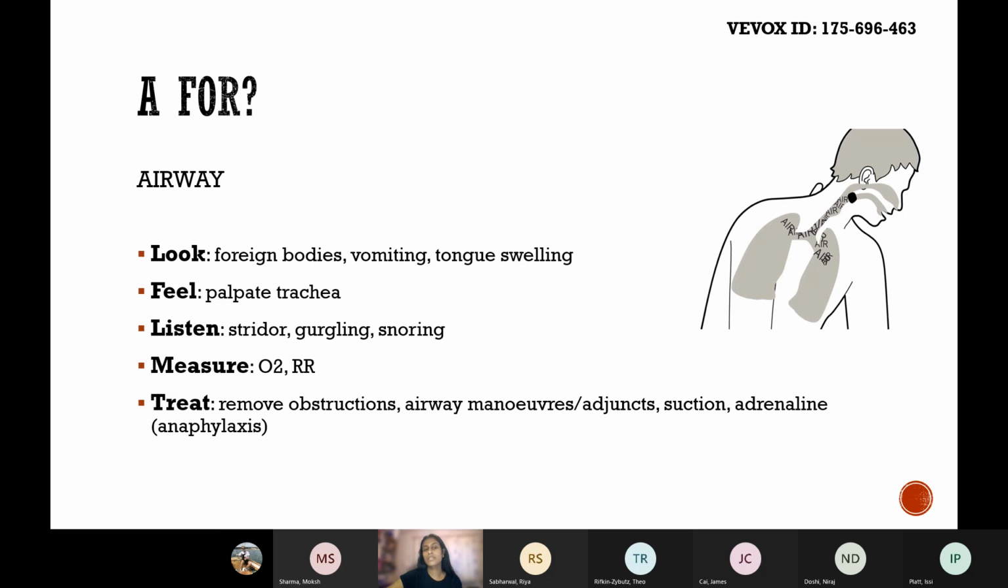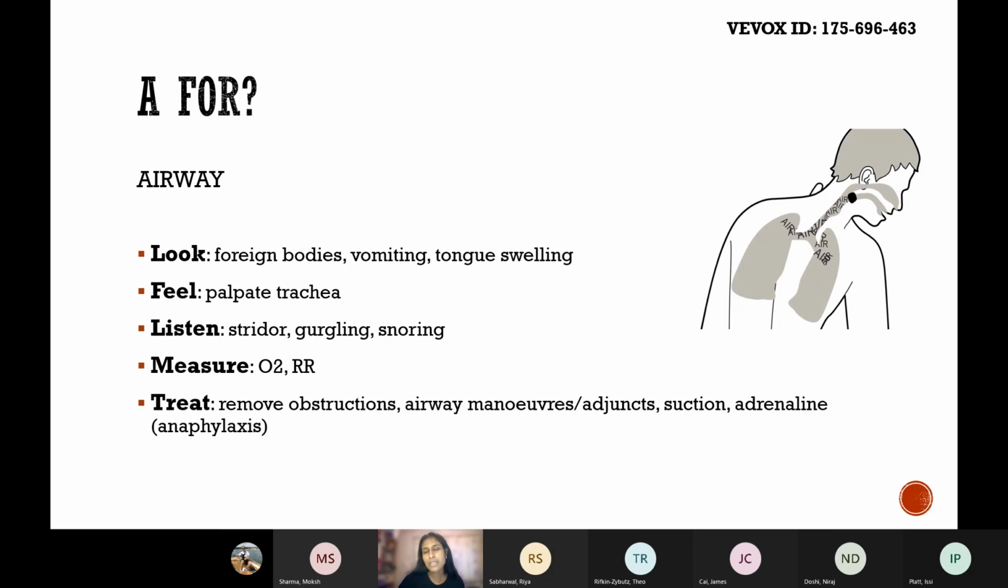And then the last bit of this is treat. So are there any obstructions that need removing? Do you need to put in any airway adjuncts or carry out any maneuvers? You guys spoke about chin lift and tilting the head. Any kind of suction, or in the case of anaphylaxis, adrenaline goes with A. So you always give the adrenaline in the airway aspect of it.